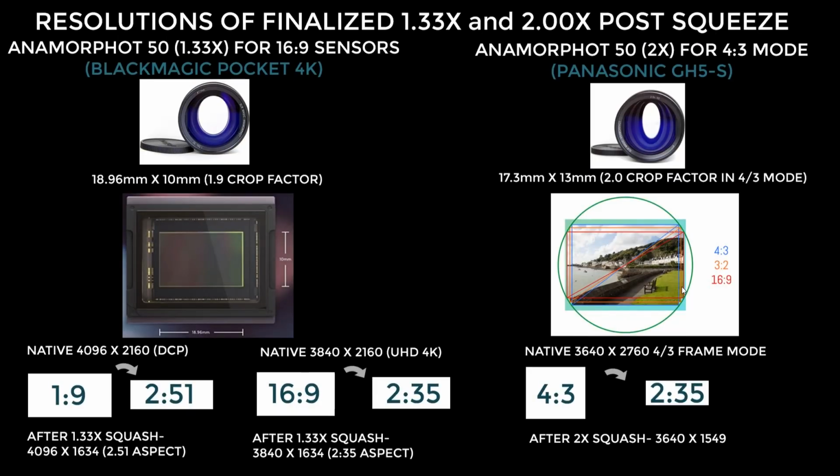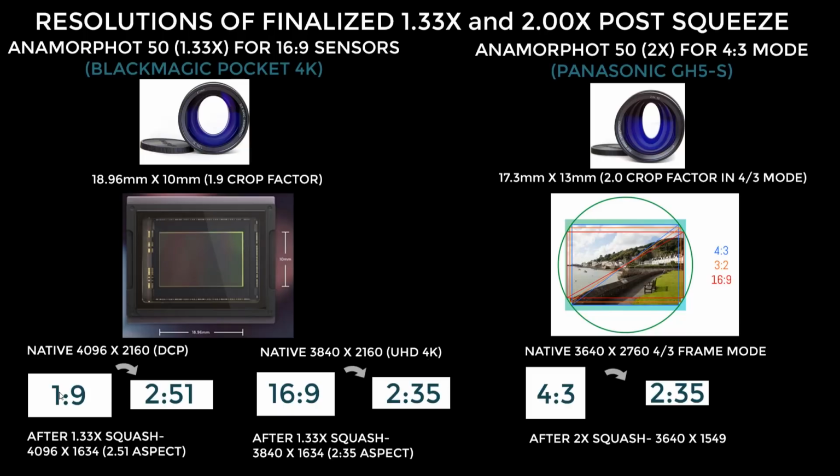Okay, resolutions of the finalized 1.33 and 2.0 post squeeze. This is something just FYI. I found it took me some time to figure all these numbers out, but Anamorphic 50 1.33 is for your 16:9 sensors. The 1.33 crop version of the Anamorphic is for 16:9 sensors only. The Blackmagic Pocket 4K doesn't film in 4:3 mode or square mode. It only records 16:9, and that's basically 4096 by 2160 (4K DCP) or 3840 by 2160 (UHD 4K).